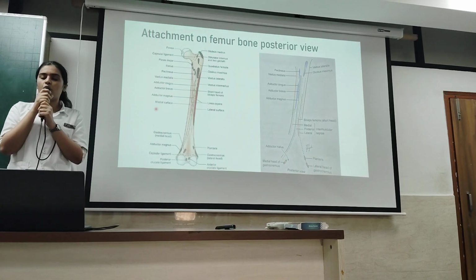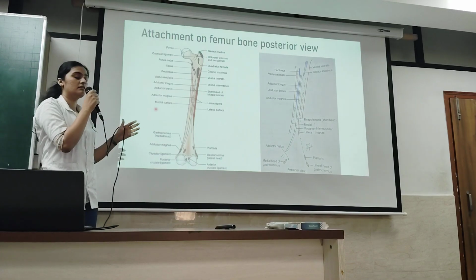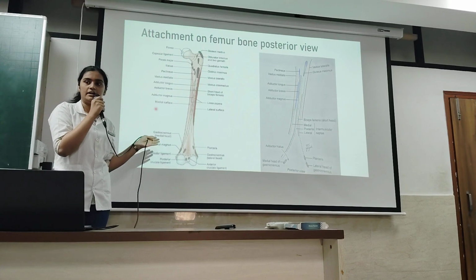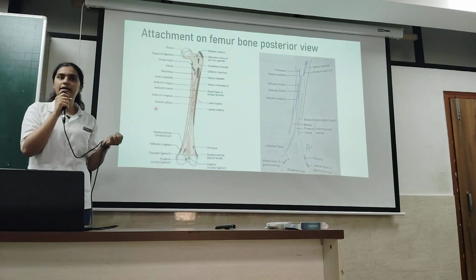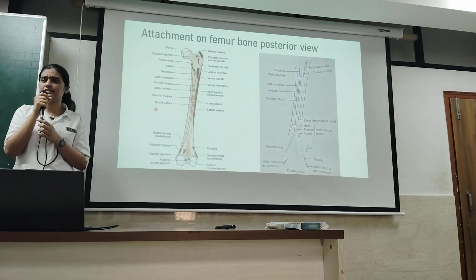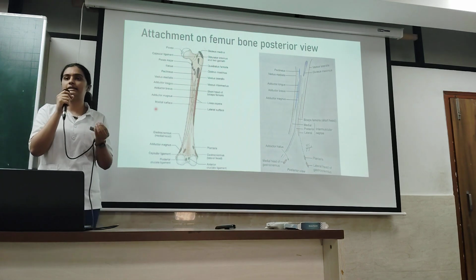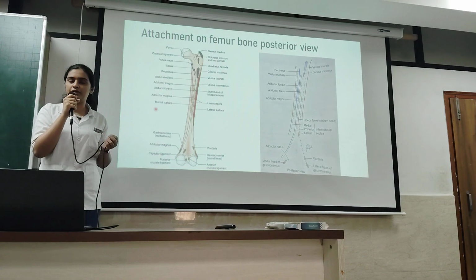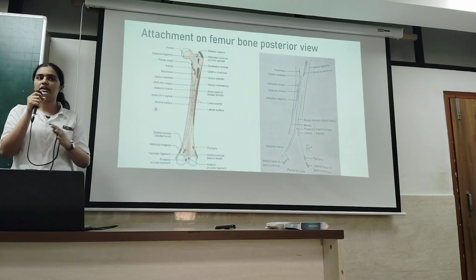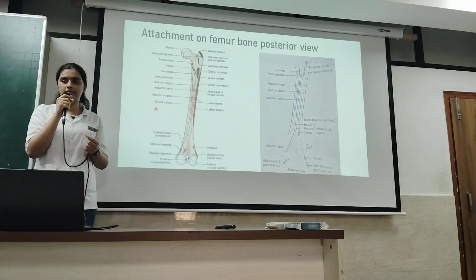On the lower end of the femur, there is a medial epicondyle, medial condyle, lateral epicondyle, and lateral condyle. Talking about the medial epicondyle, there is attachment of the tibial collateral ligament. Now this tibial collateral ligament is helpful in the knee joint. Same, on the lateral epicondyle, we have attachment of the fibular collateral ligament.